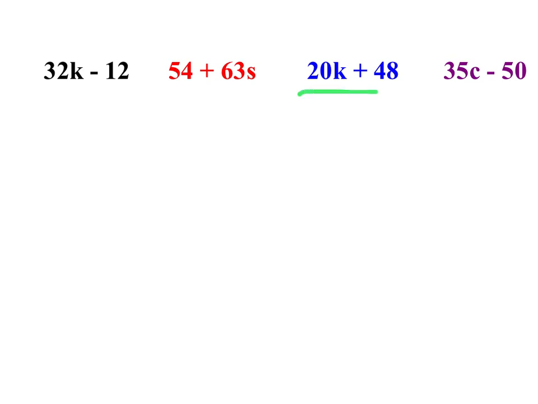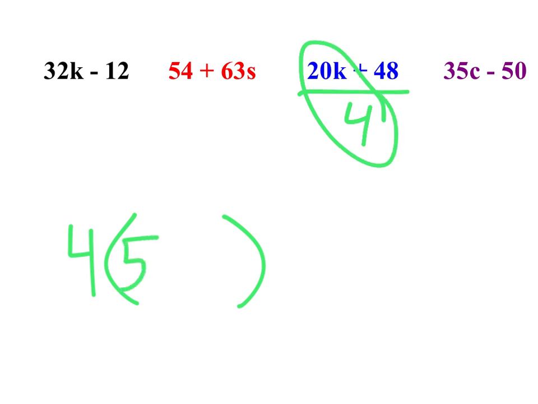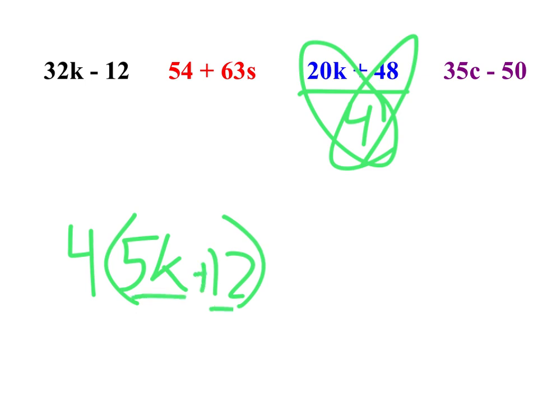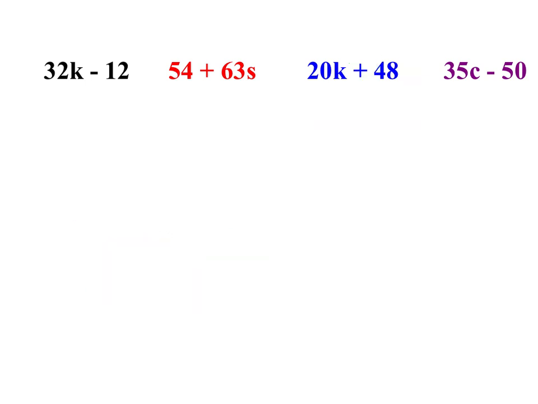Next one, I see a 4, so I divide by 4. Divide that by 4, you get 5k. Divide the second monomial by 4 and you get 12. They're relatively prime, so I have it fully factored.